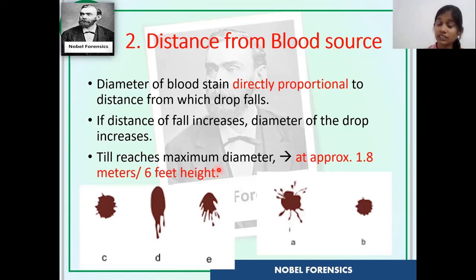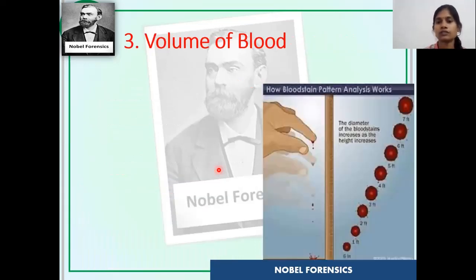So from the blood stain at the crime scene, by analyzing that blood stain diameter, we can identify that distance of fall. So this is one factor.